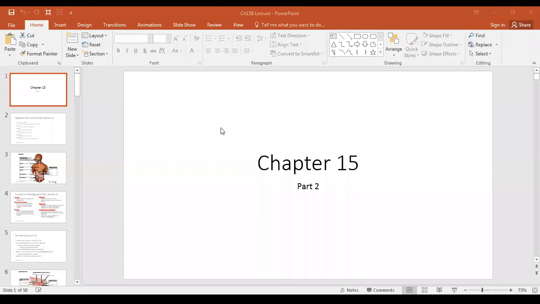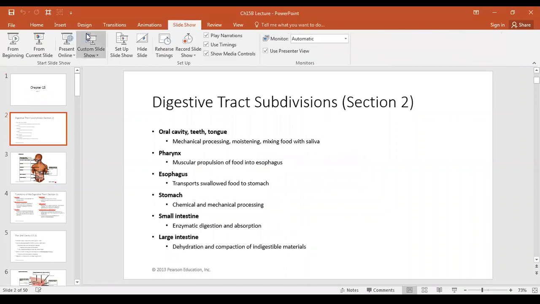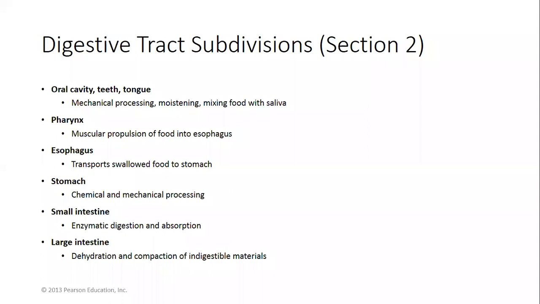All right, let's go, second part of this chapter, and this will be the longest video, or the longest lecture, I guess. There's two short ones and one long one, so we'll try not to spend too much time on this, but we're going to talk about the subdivisions of the digestive tract. So all of the structures and organs needed to ultimately digest and absorb nutrients from food.